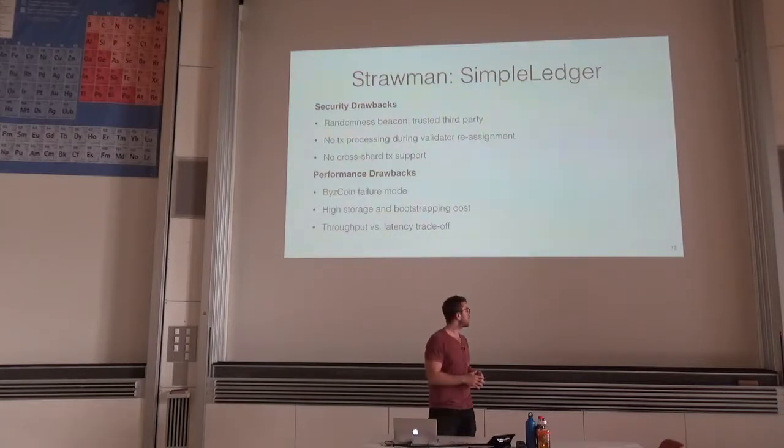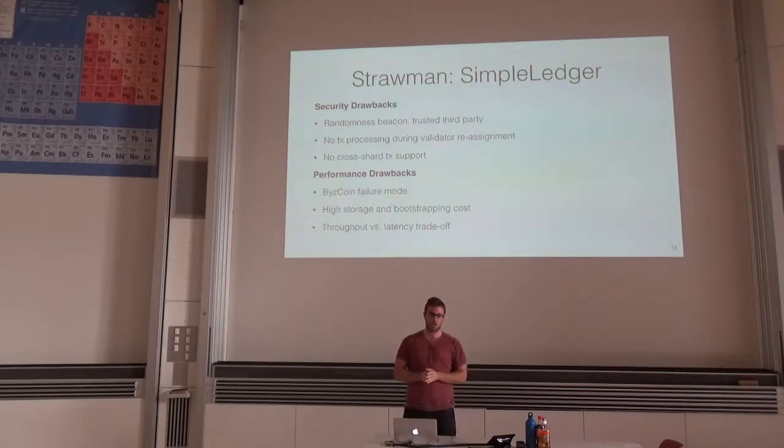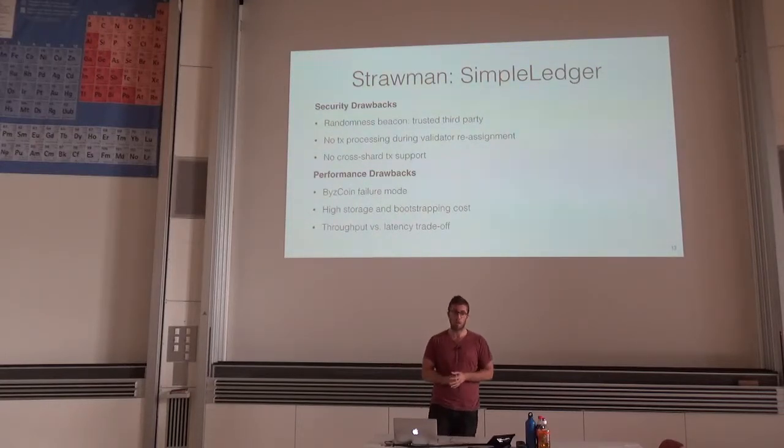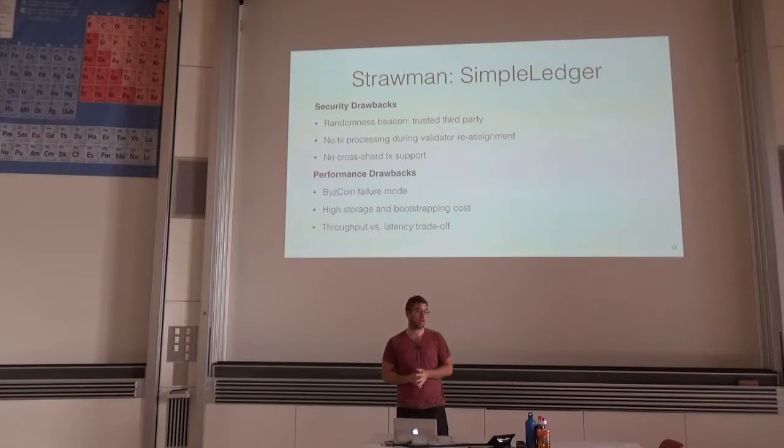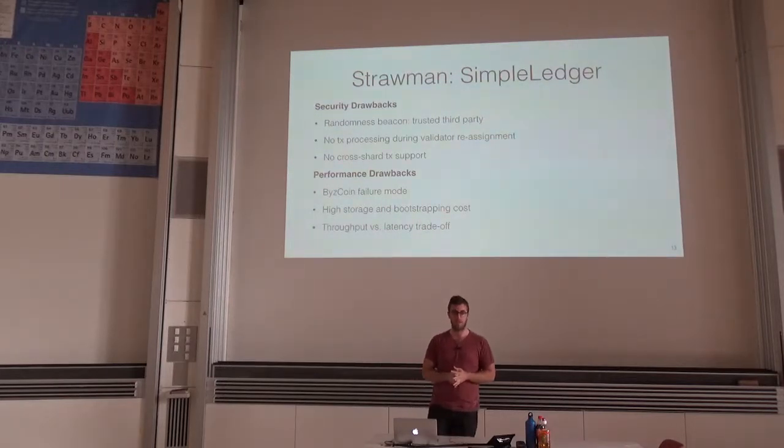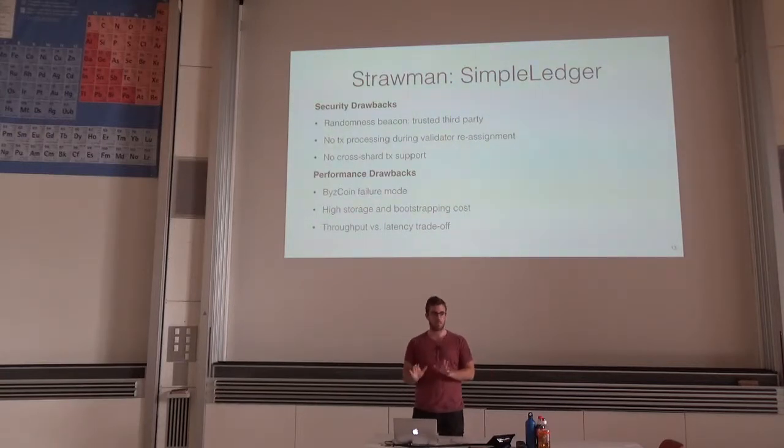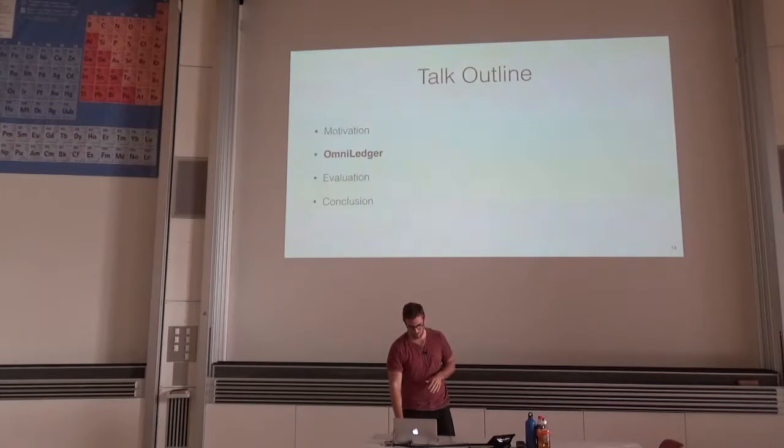And on the performance side, I'm not really going to talk about those much. Bitcoin is not very fault tolerant. We have high storage costs because we're creating a blockchain that has thousands of transactions per second throughput. And if you try to store all those, you're going to run into terabytes and petabytes of data very quickly. So you need a way to prune your blockchain. And there's a trade-off between throughput and latency that I'm going to briefly discuss later.